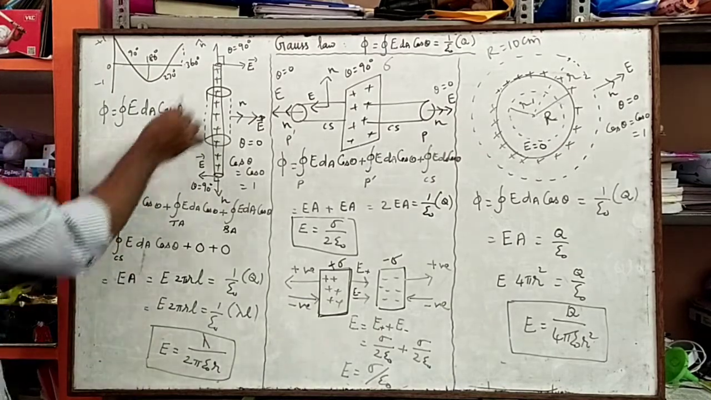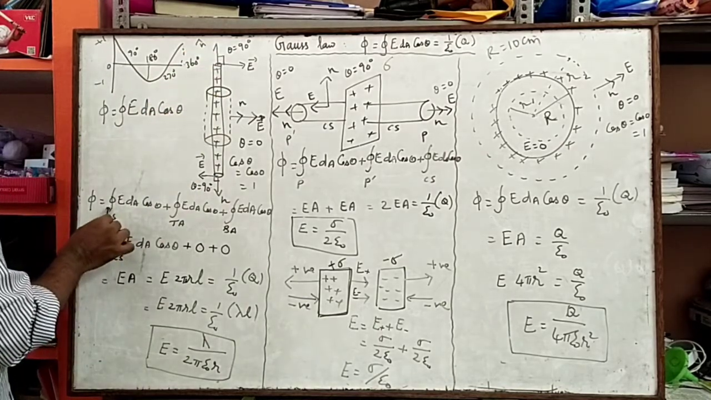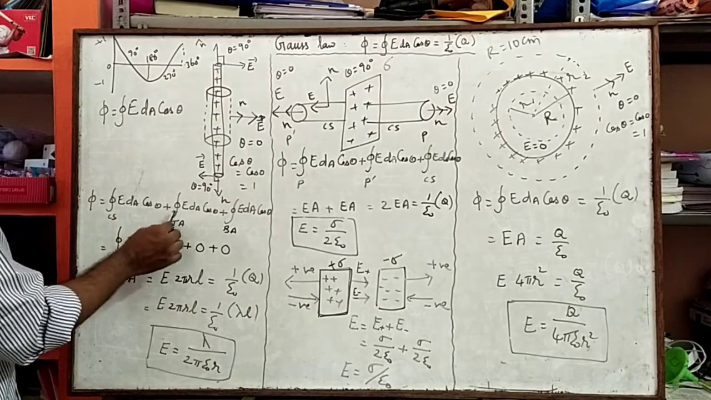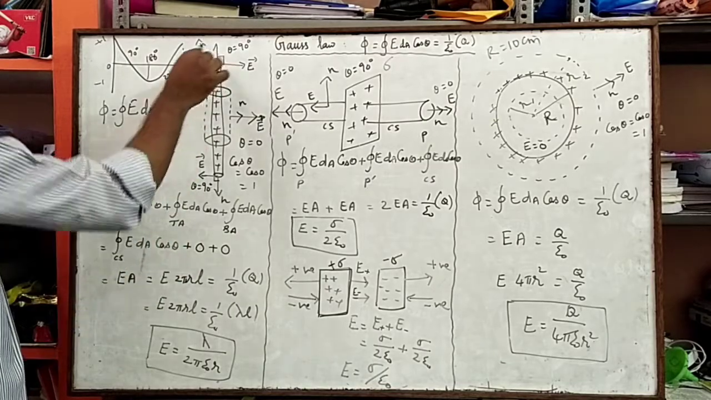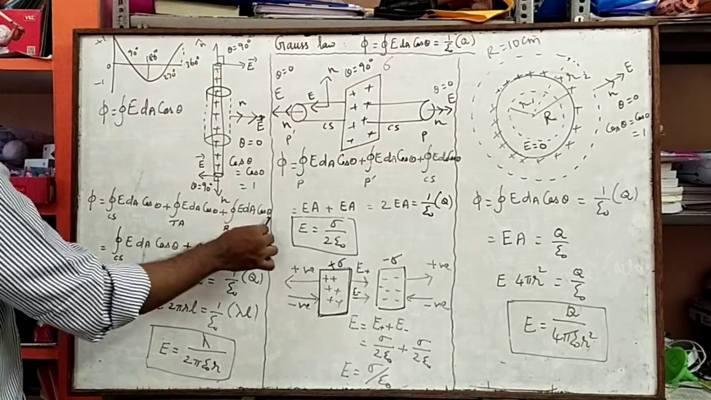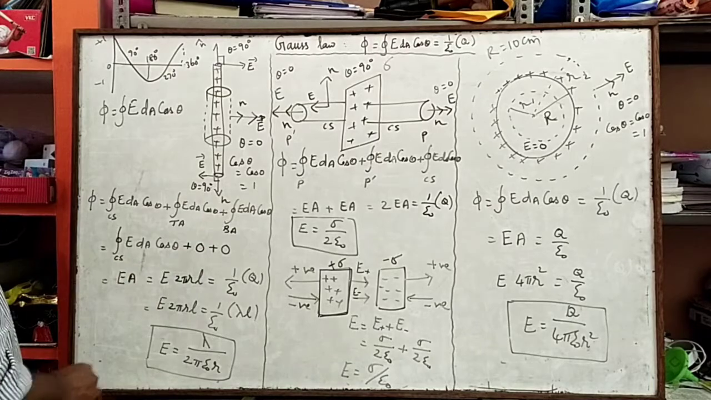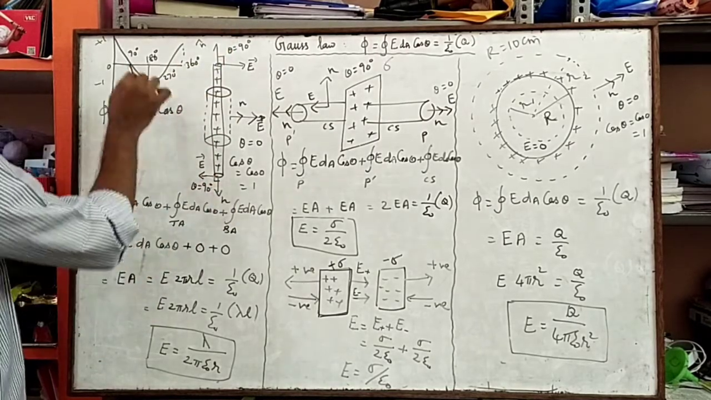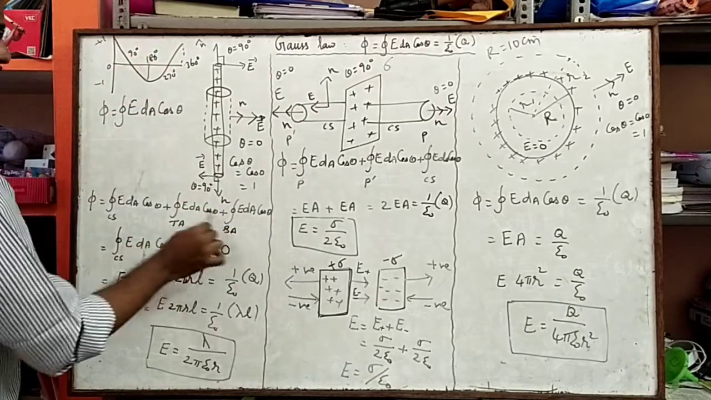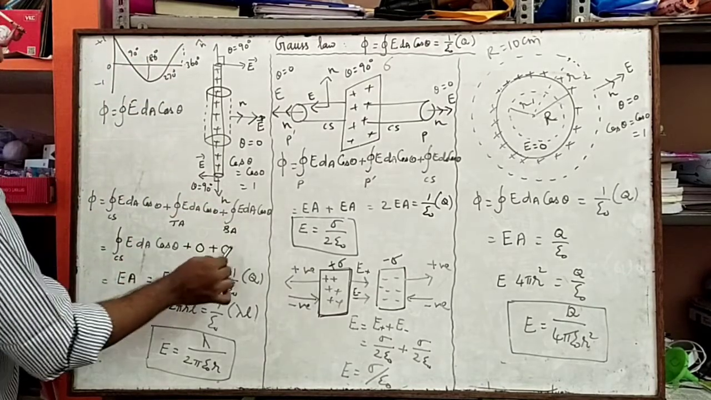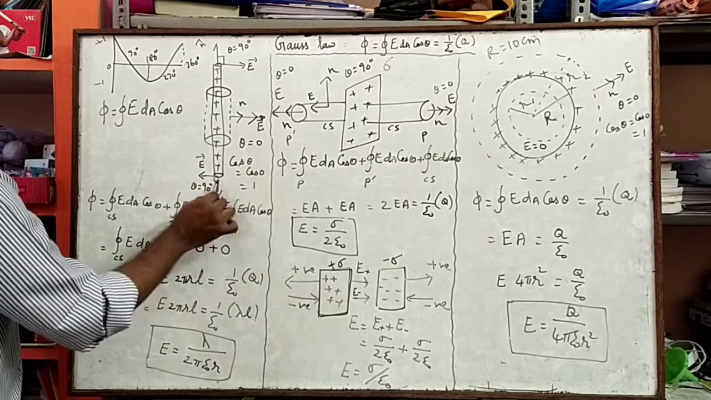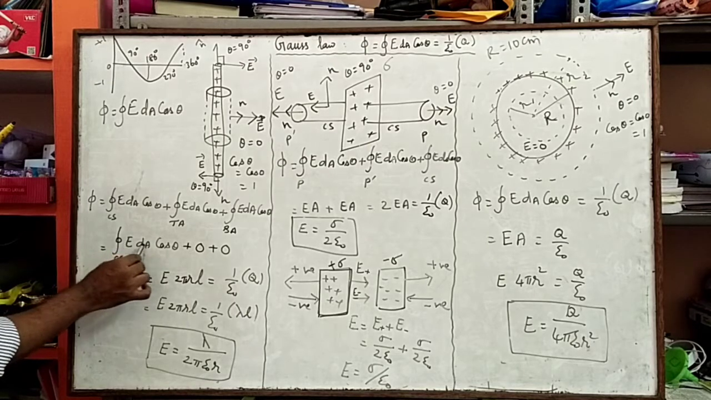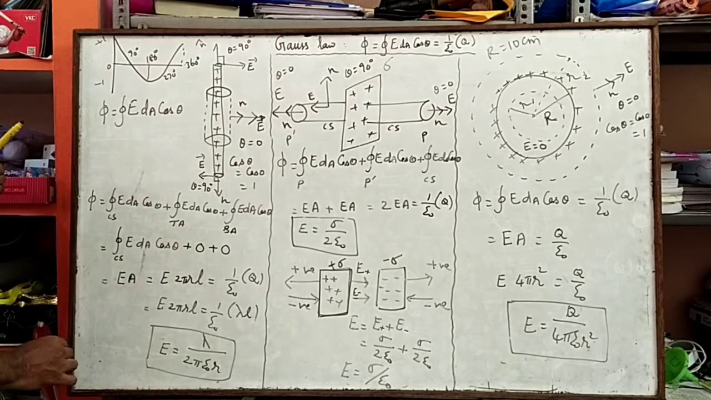The total flux for this case is equal to closed integral E dA cos theta for the curved surface plus closed integral E dA cos theta at the top surface plus closed integral E dA cos theta at the bottom area. Whereas at the top area and the bottom area, theta is equal to 90 degrees, then cos 90 is equal to 0. Therefore, these two terms become 0. So total flux phi is equal to closed integral E dA cos theta only for the curved surface.